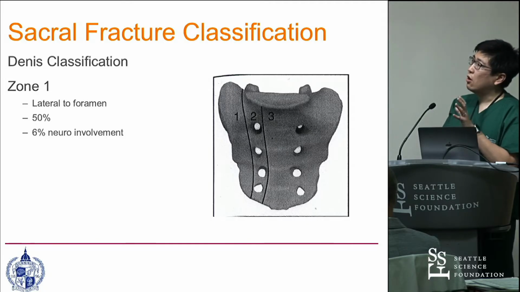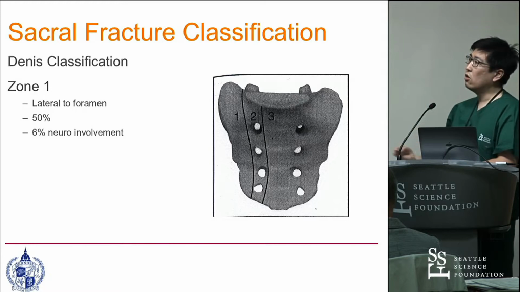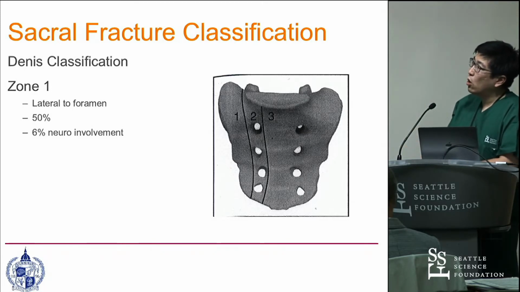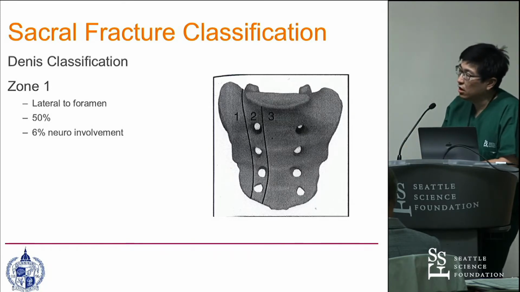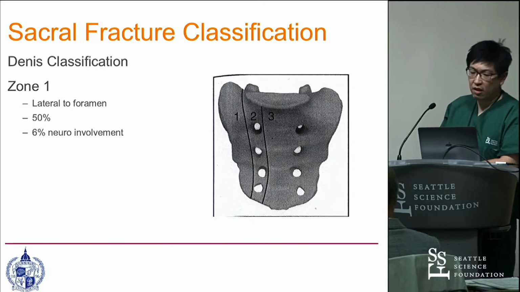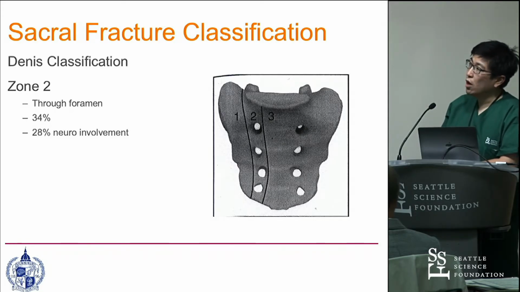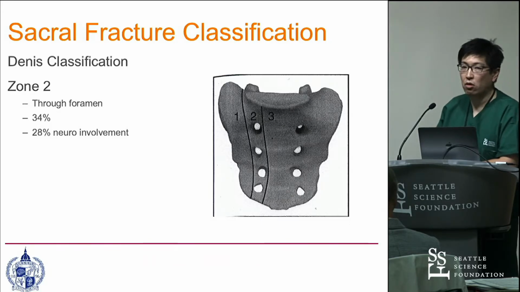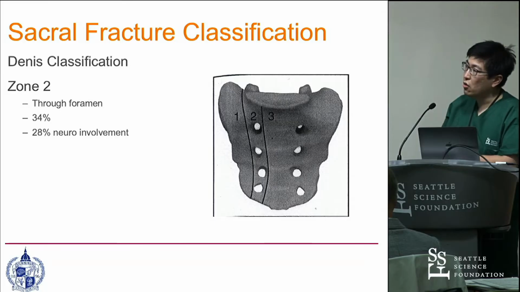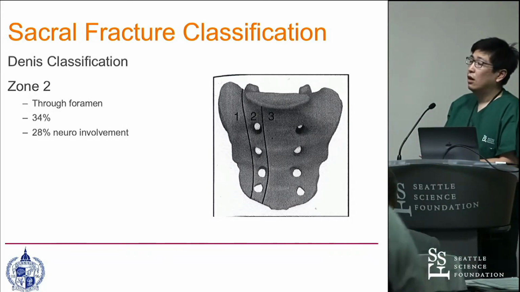So if you look at the actual sacral fractures, we're now talking about the coronal plane. A Denis zone 1 injury is basically lateral to the foramen. It's about 50% of sacral fractures, and very rarely is there neurological involvement, only 6% of the time. Zone 2 injuries are through the foramen. They're a little less common, 34% of all sacral fractures, and about a third of the time there's neurological involvement, but these tend to be radiculopathies.